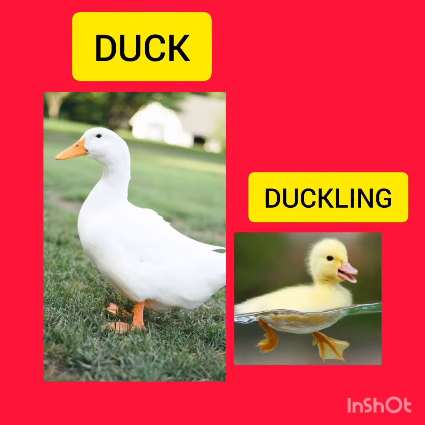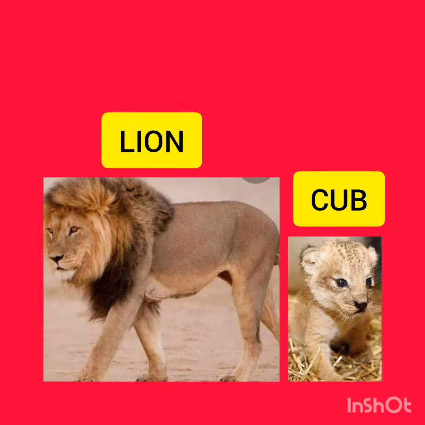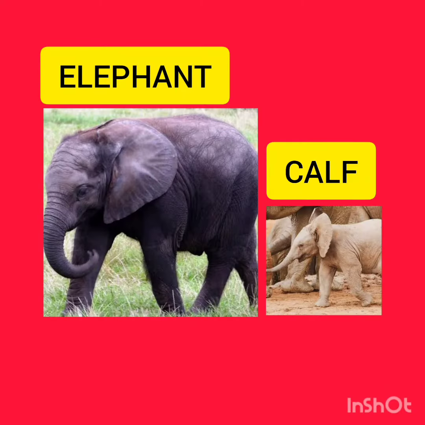Duck, duckling. A baby duck is called a duckling. Hen, chick. A baby hen is called a chick. Lion, cub. A baby lion is called a cub. Elephant, calf. A baby elephant is called a calf.